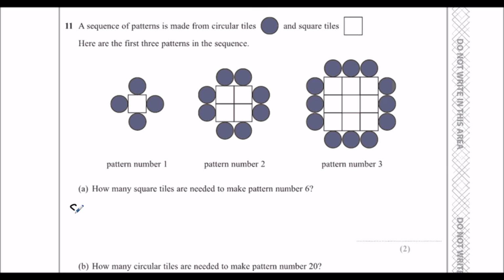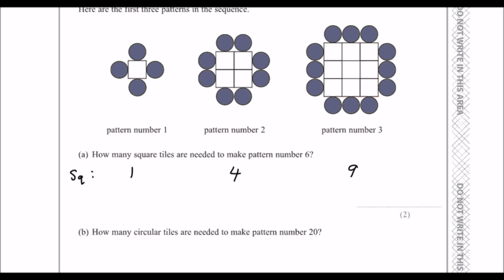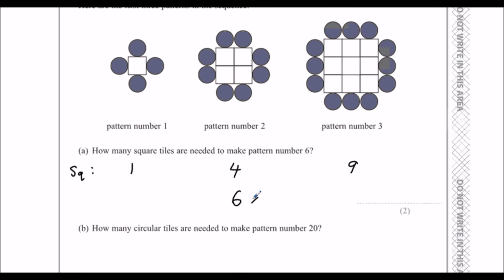So let's look at the square tiles. In pattern 1, there is 1. Pattern 2, there are 4. And pattern 3, there are 9. So it's 1 tile, and then 2 by 2, and then 3 by 3 in pattern 3. So in pattern 6, it'll be 6 by 6. So that'll be 6 times 6, which is 36.